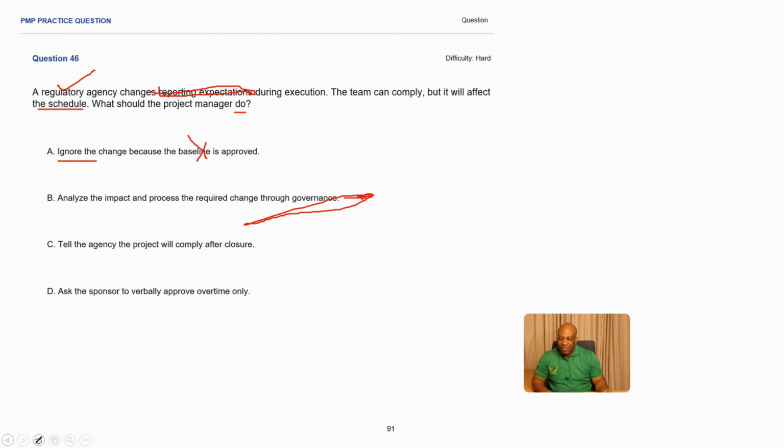Right. And then tell the agents the project will comply after closure. Don't postpone anything. All right. Don't kick the can along the road. Okay. So this one makes it incorrect. Then also on D, we need to ask the sponsor to verbally approve overtime on this. You don't go to the sponsor before you do the actual analysis, making this one incorrect answer.